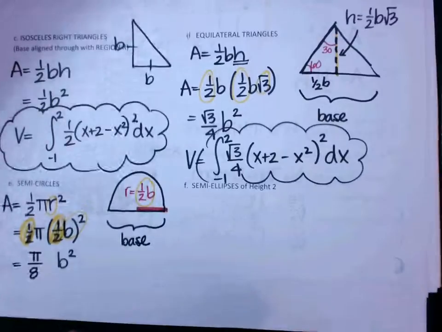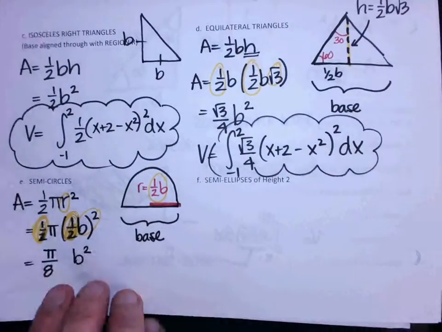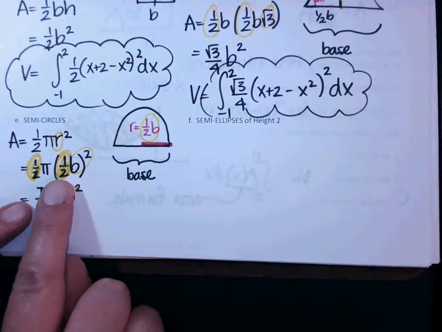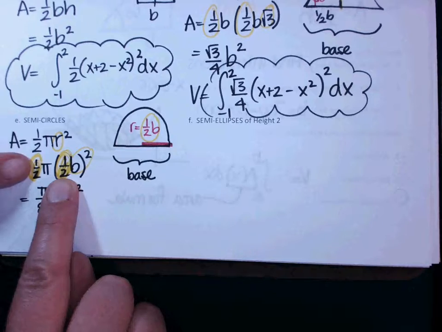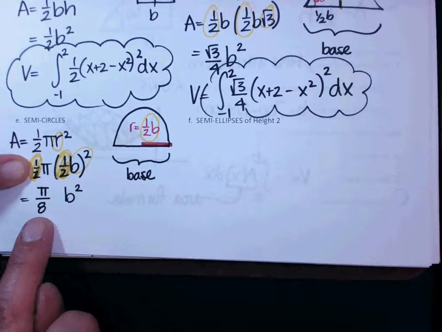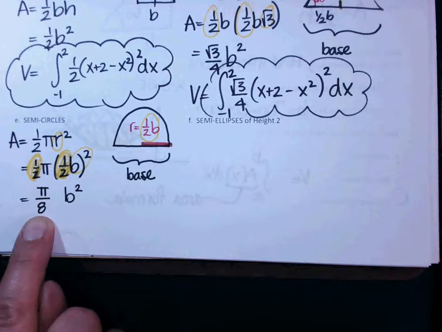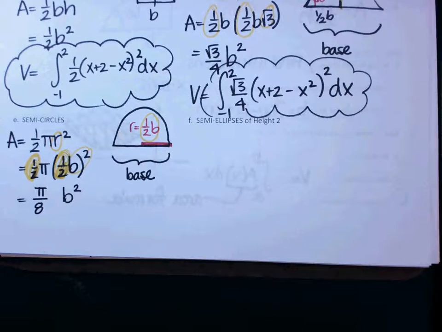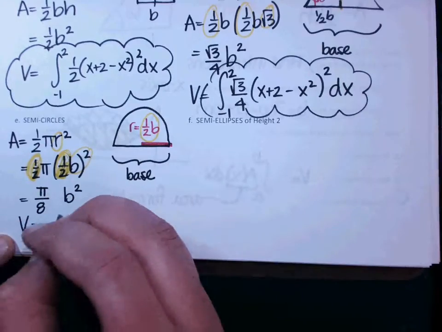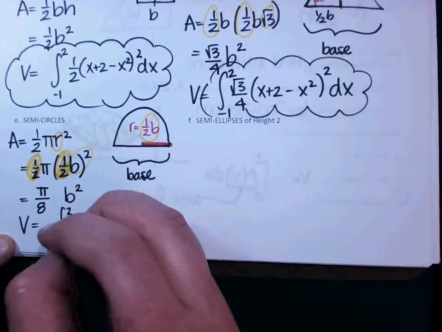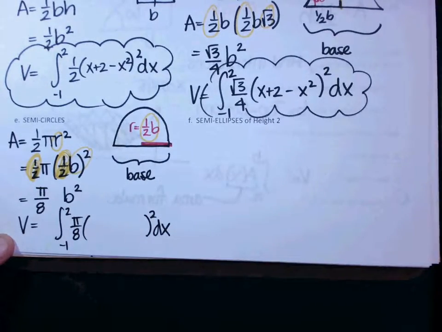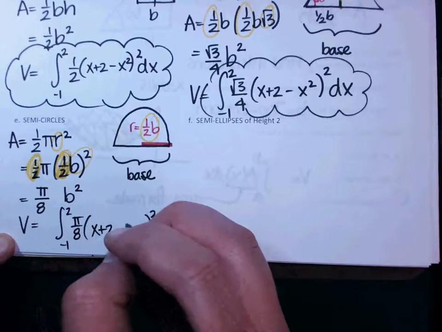So one more time, if you're confused where that came from, let me try one more time to help you get it. I did 1/2 b in place of my radius. I squared the 1/2 and got a fourth. Then I times by the extra half and I got an eighth. And then I just put the pi on top of the eighth so that they're not separate. An eighth of pi is the same as pi eighths. And then how do I get from area to volume? Integrate. So my volume would be the integral from -1 to 2 of pi over 8, and then my base squared, where my base would be x plus 2 minus x squared again.